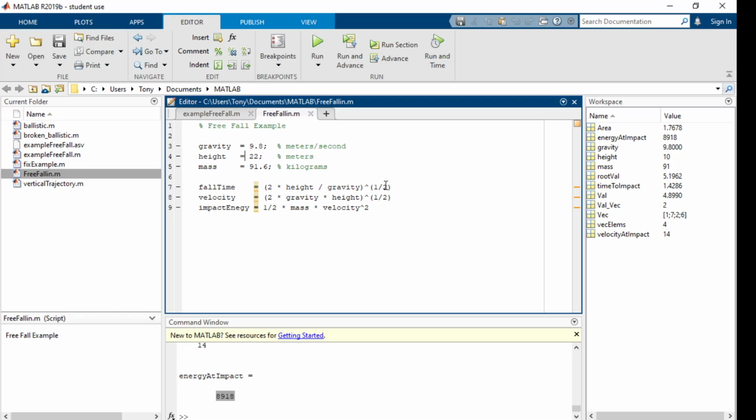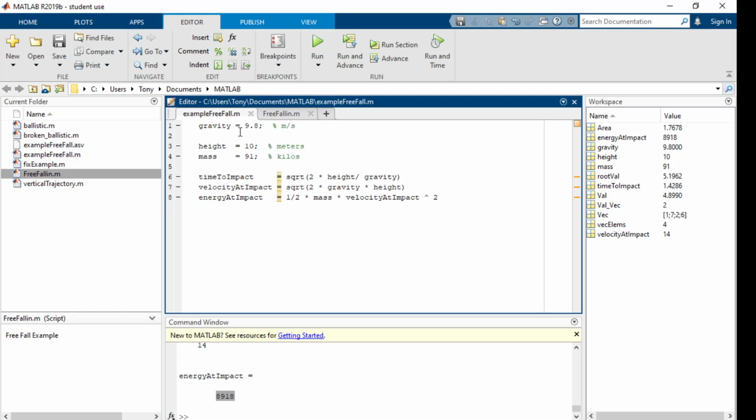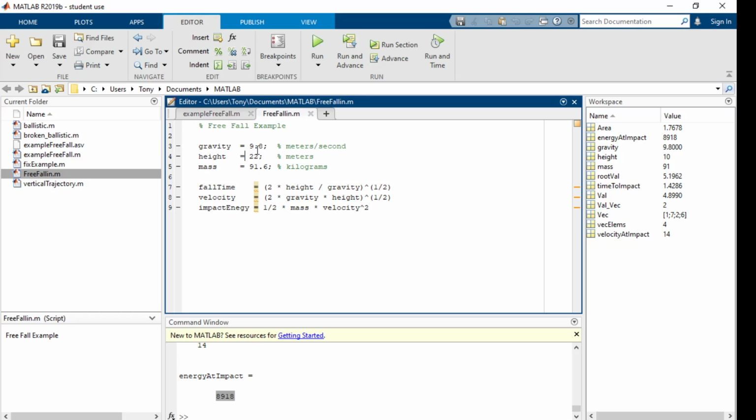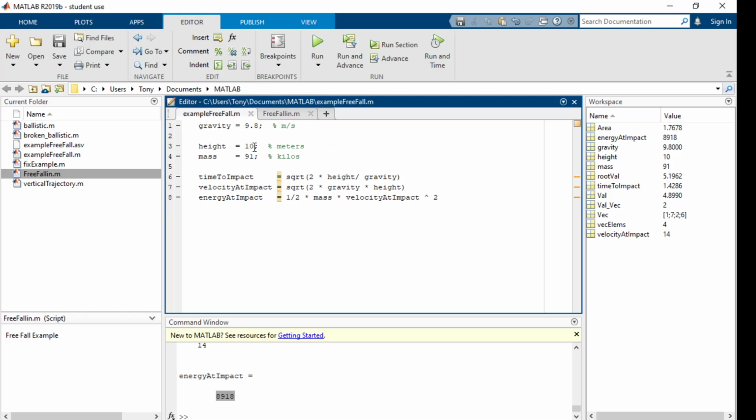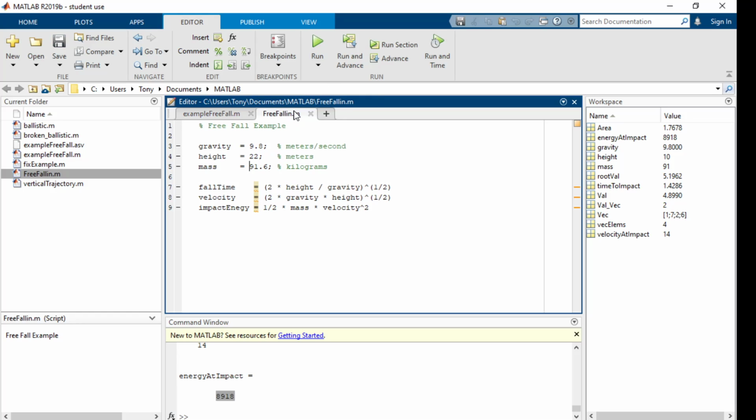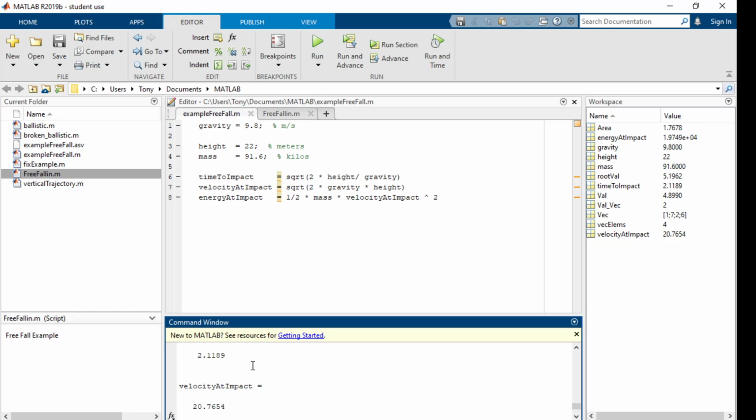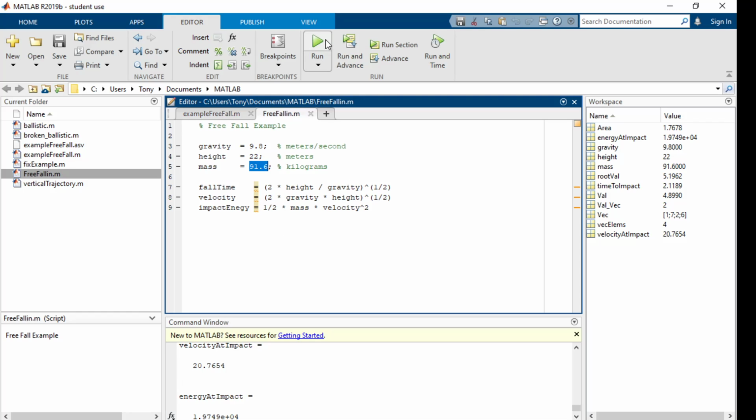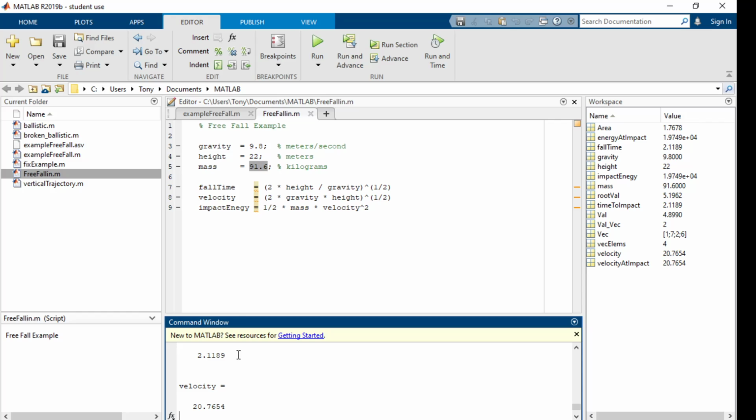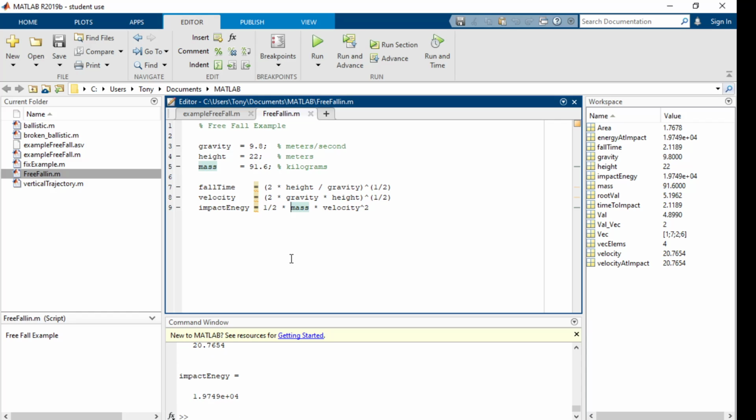Oh yeah, I did the 1/2 power here instead of square root. But let me check. Let me use the same example I got here. So 22 for the height. I don't know why I picked 22 meters for the height. Maybe just a nice number. And 91.6 is probably closer to that 200-pound mark. And so let me run this one, and it said 2.1 seconds fall time, 20.7 velocity, meters per second. And so if I run this one, 2.1 second fall time, 20 velocity, looks like it's about the same.